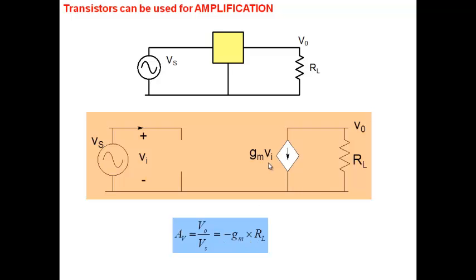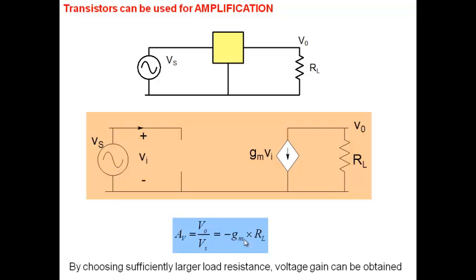So, if I'm given a certain value of GM, I can always choose RL sufficiently large so that GM-RL becomes greater than 1 and I get amplification there. Okay? So one can see that if one has an element like this, one can easily connect a load RL here, connect a source here, and thereby make an amplifier. All right? Now, such an element can never exist, right?